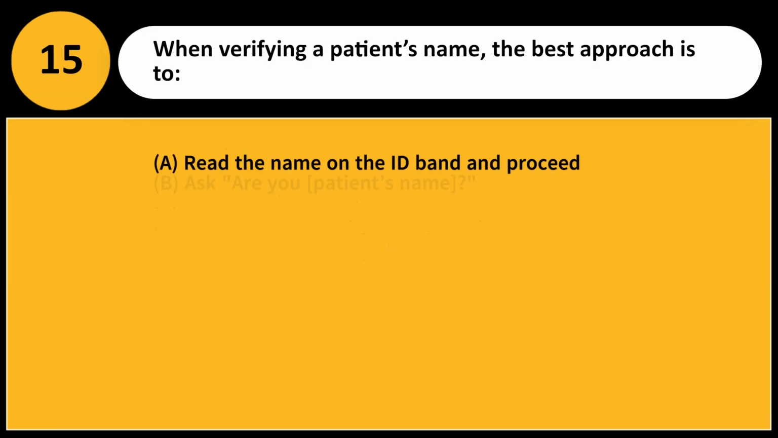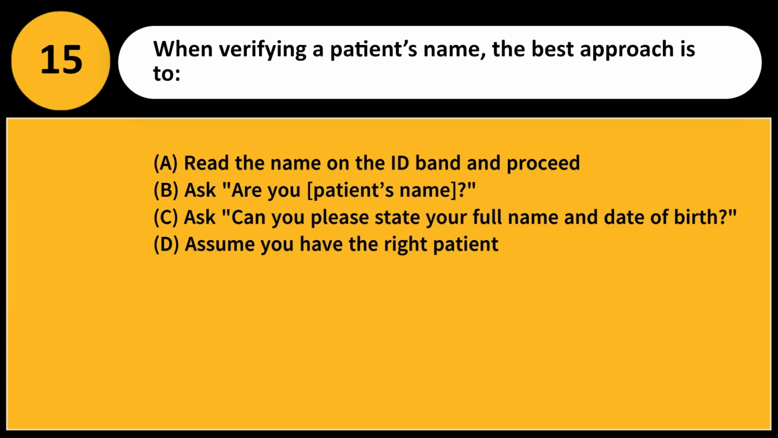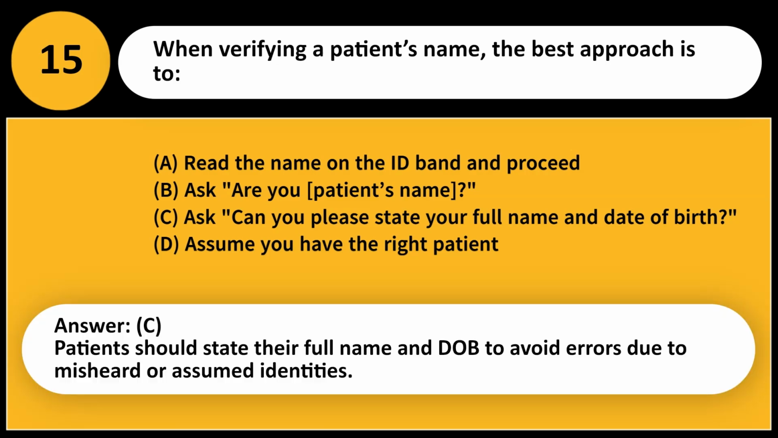When verifying a patient's name, the best approach is to: A. Read the name on the ID band and proceed. B. Ask, are you [patient's name]? C. Ask, can you please state your full name and date of birth? D. Assume you have the right patient. Answer: C. Patients should state their full name and DOB to avoid errors due to misheard or assumed identities.